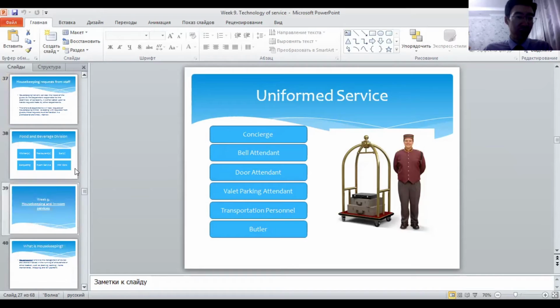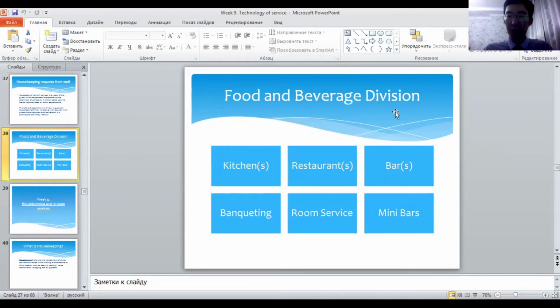Of course, we have the food and beverages division, and this division consists of several subdivisions. We're going to talk about that in a separate lecture, but still, we should mention that it has kitchens, restaurants, bars, banqueting, room service, and minibars. Room service is going to be covered during this lecture.